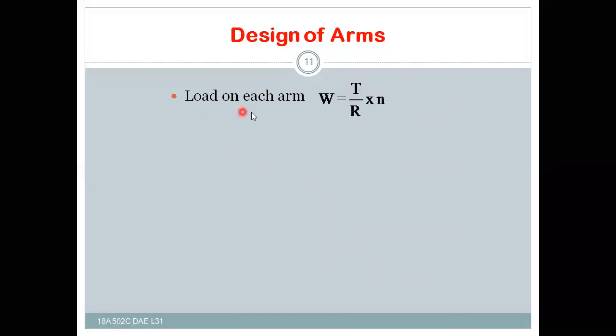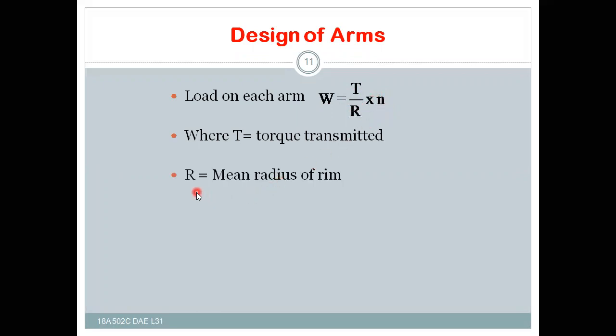So the load on each arm, W, is equal to T by R into N, where T is the torque transmitted, R is the mean radius of the rim, N is the number of arms, and small r is the radius of the hub.